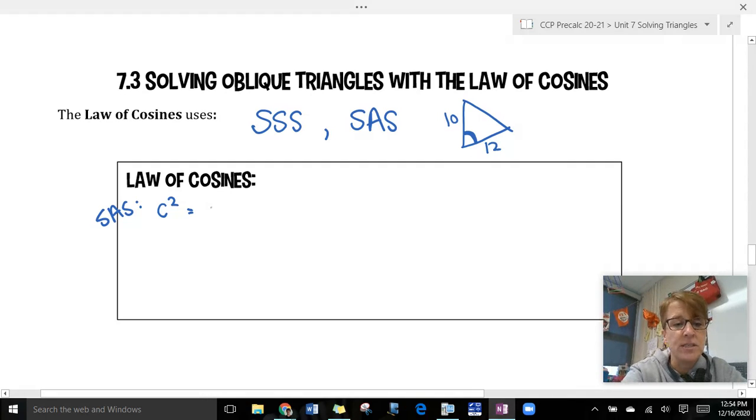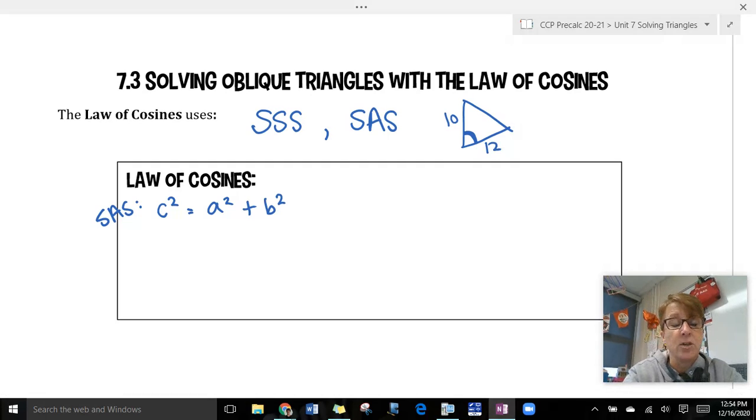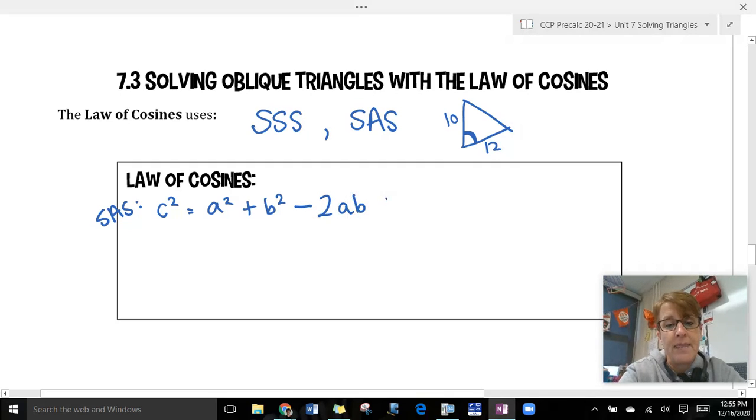So I want to solve for side C. Okay, so it starts out: c squared equals a squared plus b squared. And doesn't that look familiar? It would be the Pythagorean theorem, people, but it's not done. So it's not just the Pythagorean theorem. So c squared equals a squared plus b squared minus 2ab cosine of angle C. That is our law of cosines.